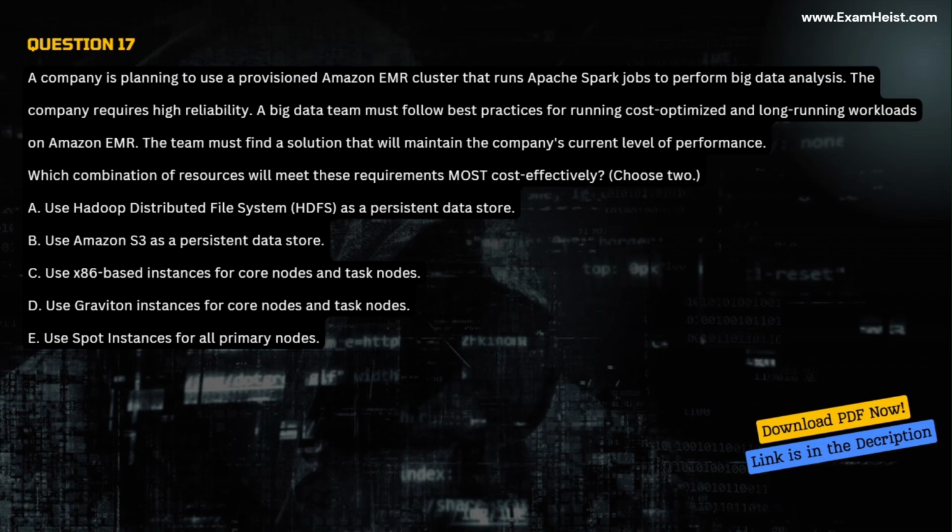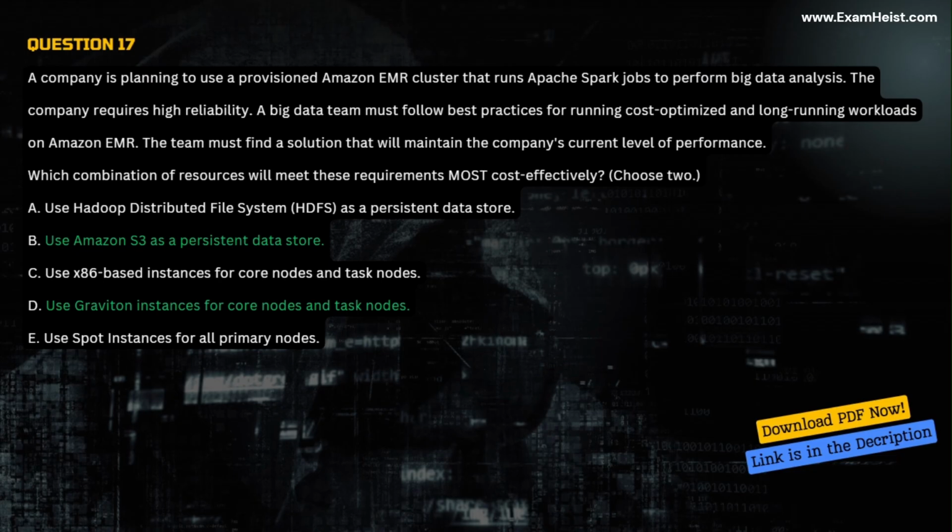Choose 2. A. Use Hadoop Distributed File System, HDFS, as a persistent data store. B. Use Amazon S3 as a persistent data store. C. Use x86-based instances for core nodes and task nodes. D. Use Graviton instances for core nodes and task nodes. E. Use Spot instances for all primary nodes.